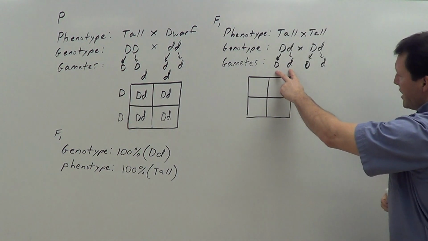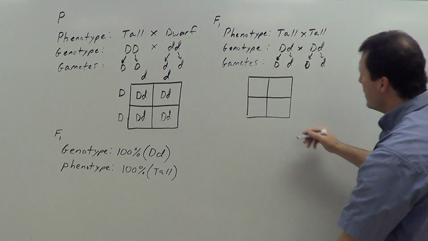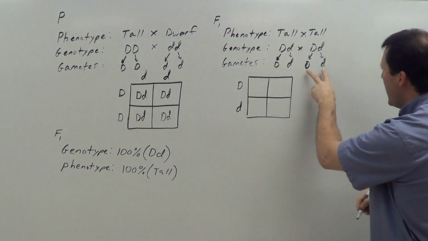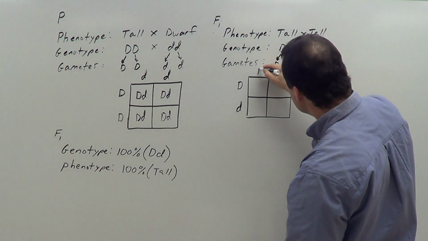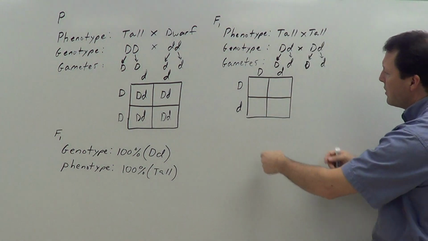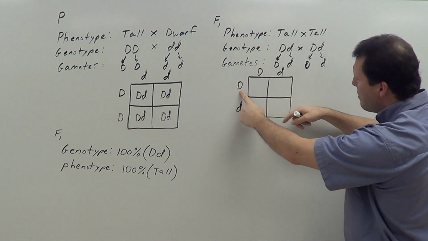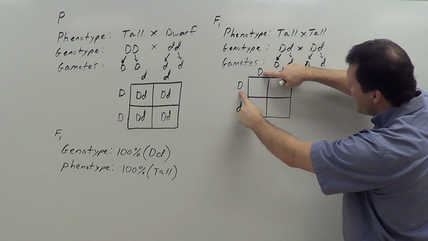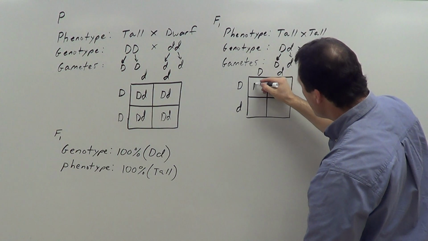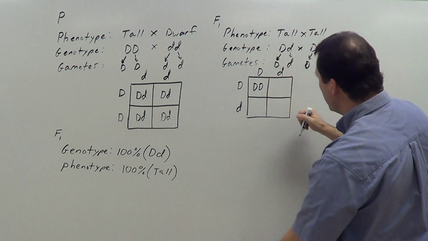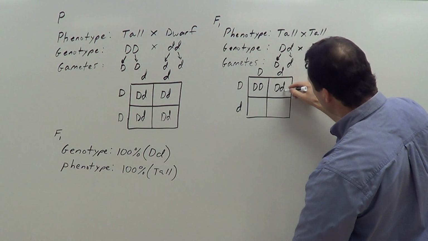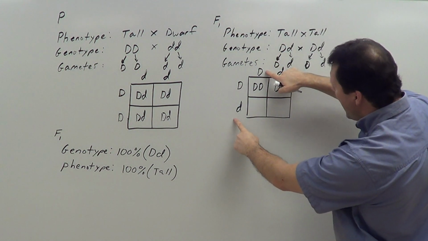I'm going to go ahead and take these gametes, capital D and lowercase d, and now these, capital D, lowercase d. And I'm going to ask, what if this gamete containing a capital D got together with this gamete containing a capital D? What would be the genotype of the offspring? Capital D, capital D. Now I do the same thing here. Capital D, lowercase d.